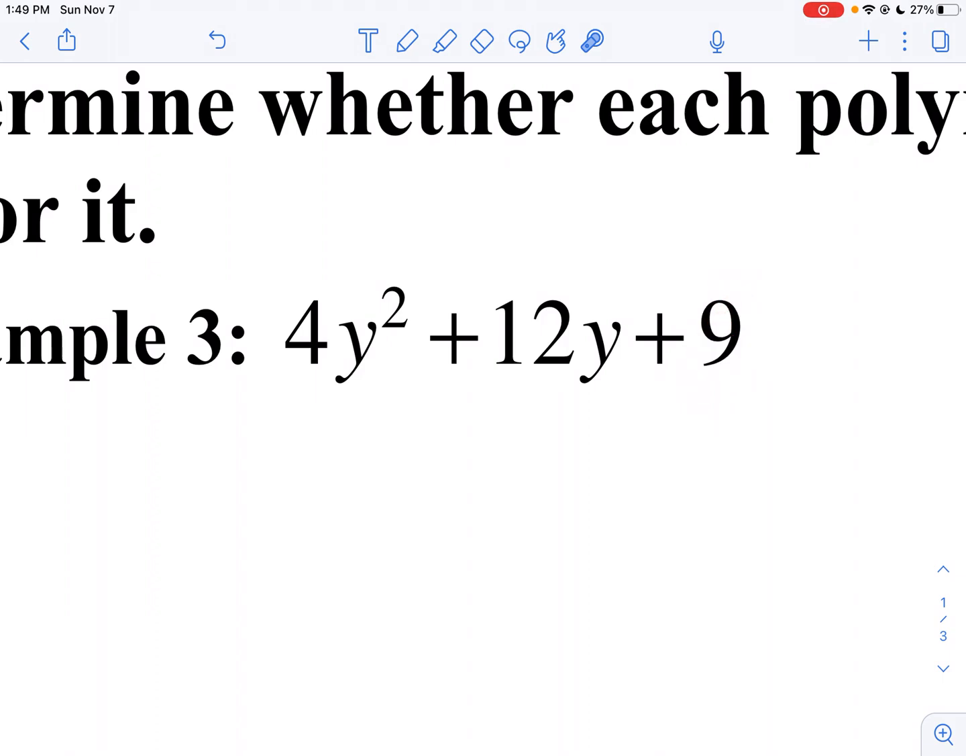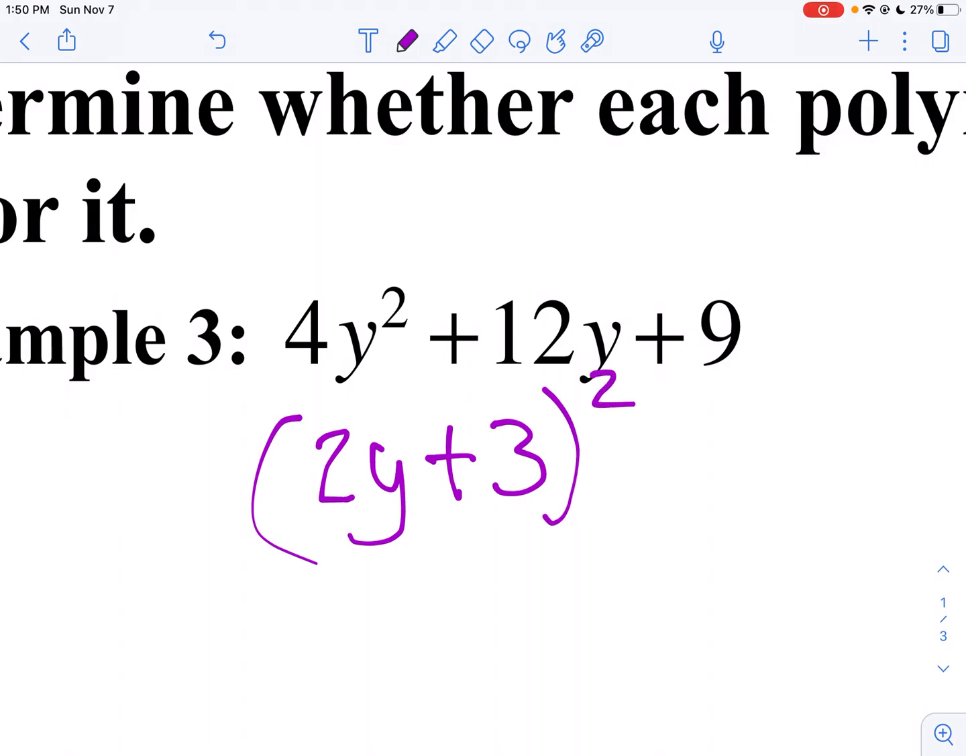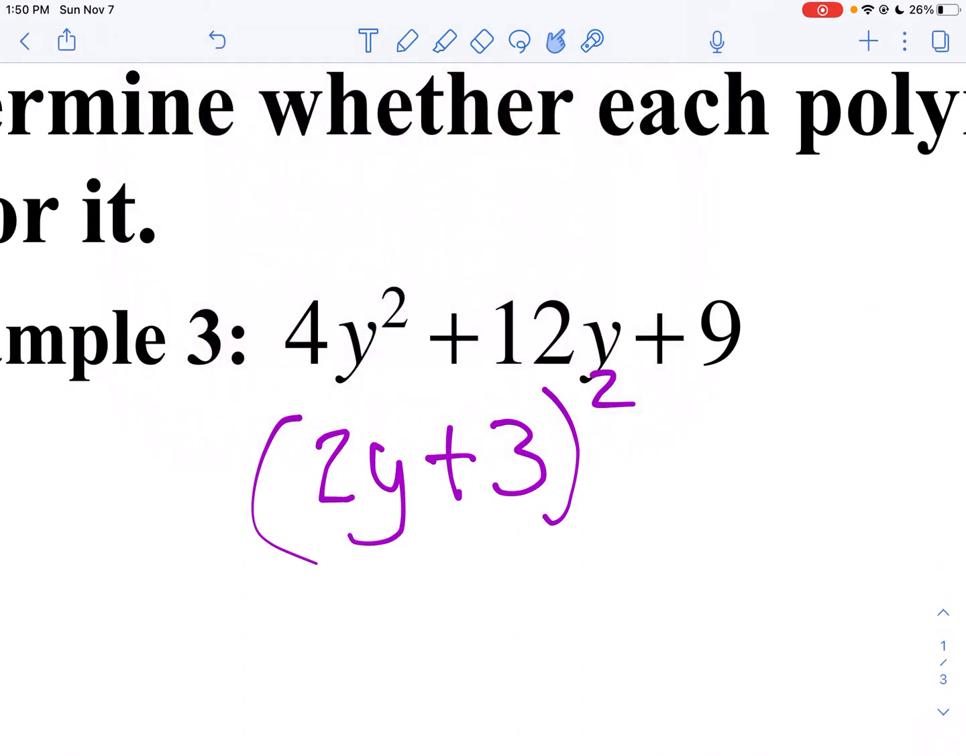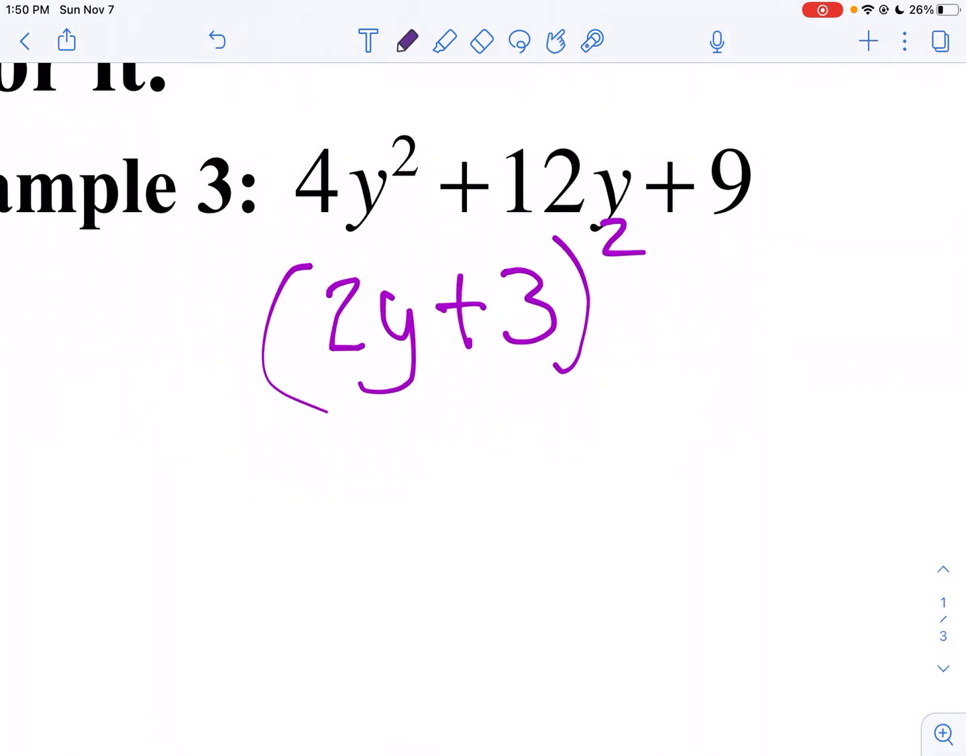I'm guessing right now. So I'm going to go parentheses. The square root of 4y squared is 2y. My middle term is plus. And the square root of 9 is 3. Now, is that true? Well, let's see here. If I take 2y times 3, I get 6y. If I double that, I get 12y. So yes, this does. We can show this with a little bit more work by actually multiplying it out.